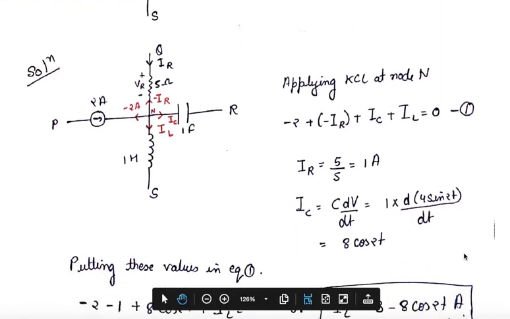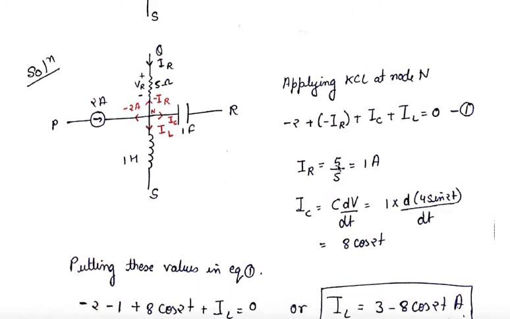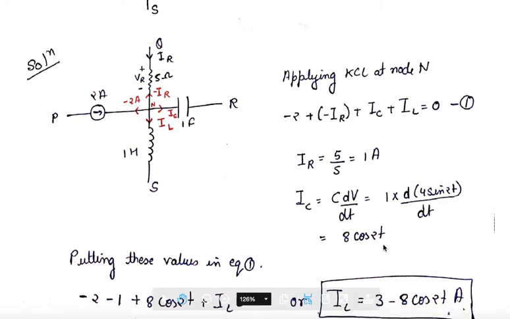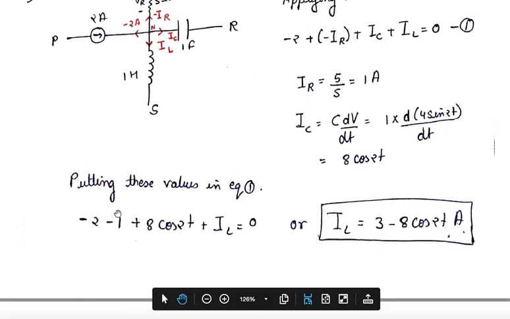Now with Ohm's law we will find the magnitude of IR and IC. For IR, we know voltage is given as 5 and resistance value is 5, so IR value is 1 ampere. Similarly IC is C dV over dt, as we have seen earlier. C value is 1, voltage given is 4 sin 2t, so the differentiation of 4 sin 2t is 8 cos 2t. So we will put these values in our equation. It will be minus 2 minus 1 plus 8 cos 2t plus IL.